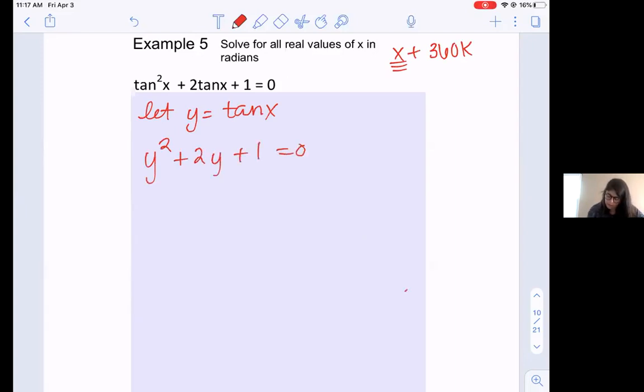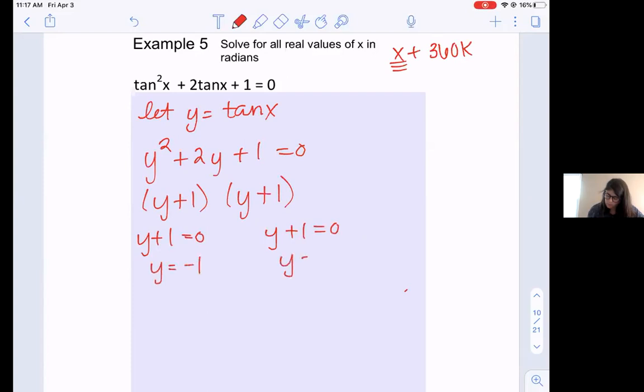And I'm going to factor. So this is y plus 1 times y plus 1. And I'm going to set each factor equal to 0. Okay, so I've got y solved for on both of them, and they're the same, so I don't really need to solve for both equations. So I'm just going to do the one on the right. So I'm going to substitute tangent back in. So tangent of x equals -1.